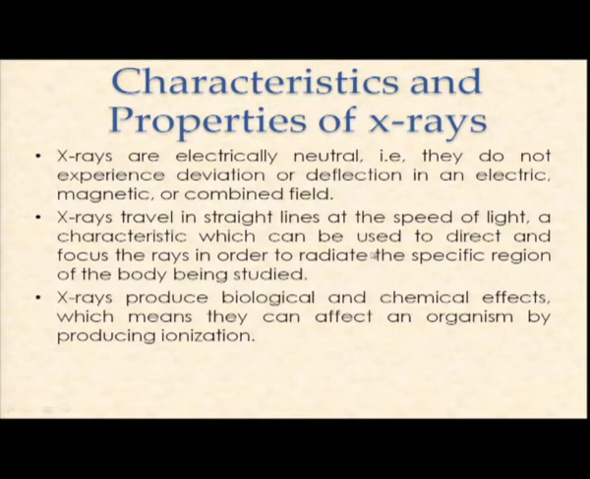X-rays produce biological and chemical effects, which means they can affect an organism by producing ionization. We know ionization means removing an electron from an atom, so it will become a positive ion, or attaching an electron to an atom, so it will become a negative ion. So in a region, if you convert all the neutral atoms into ions, then the region is ionized. This ionization process can be made by passing X-rays into that region. So X-rays will produce ionization.